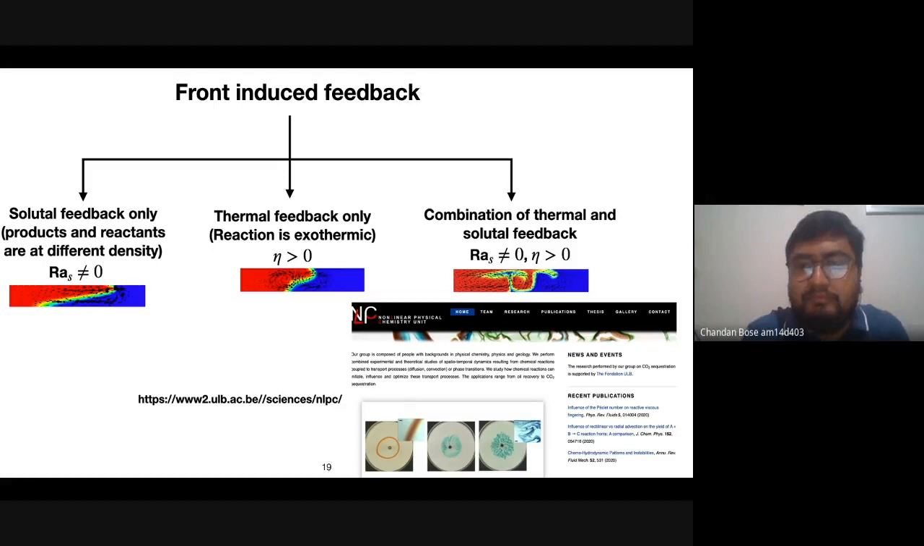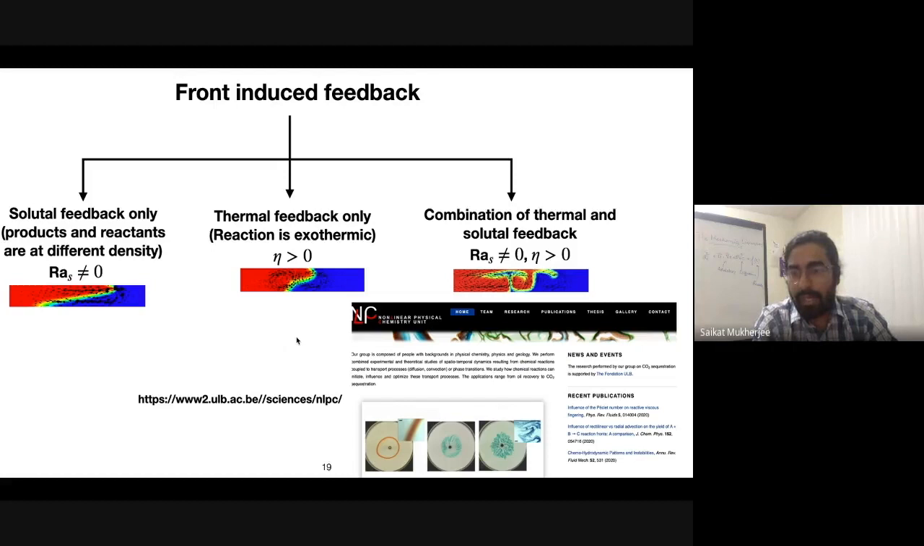Okay, sounds good. So now I'm going to jump straight into feedback. I was talking before, at the start, that the fronts can feed back to the flow field using either a solutal feedback mechanism, where the products and the reactants are at different densities, or a thermal feedback, where your chemical reaction is exothermic. And of course, it can be a combination of the two, where thermal and solutal feedback occur together.